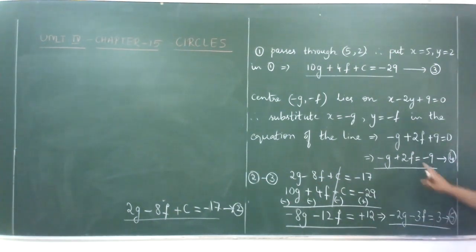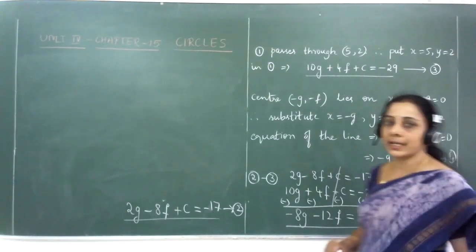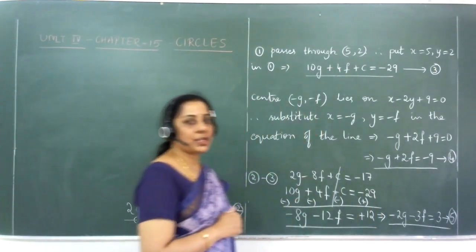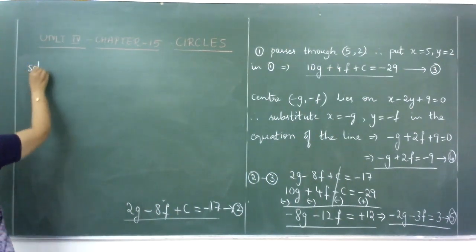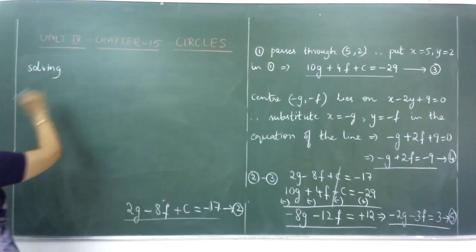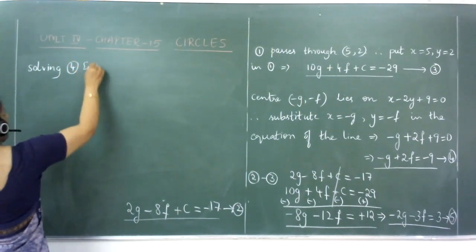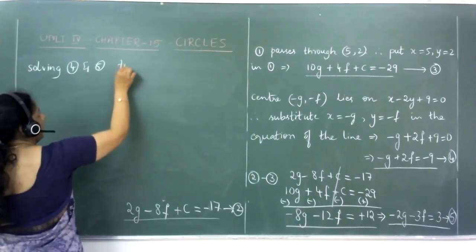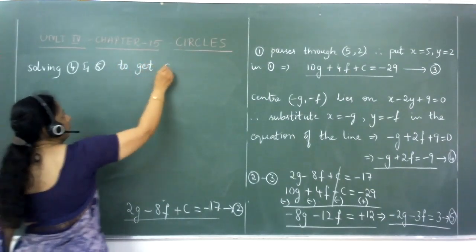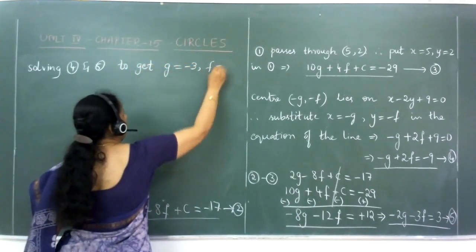Now you can observe equations 4 and 5. Equations 4 and 5 have got only two unknowns, that means g and f. We have got two equations and two unknowns, so it becomes easy to solve for us. Solving equations 4 and 5. Solve equations 4 and 5 as you would solve two simultaneous linear equations, which has to give us the value for g equal to minus 3, f equal to plus 3.